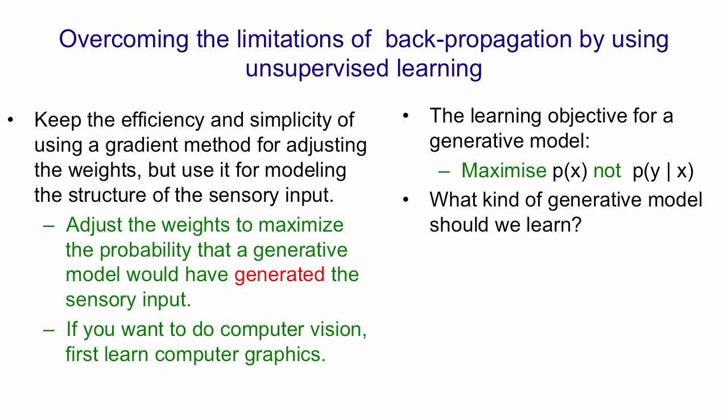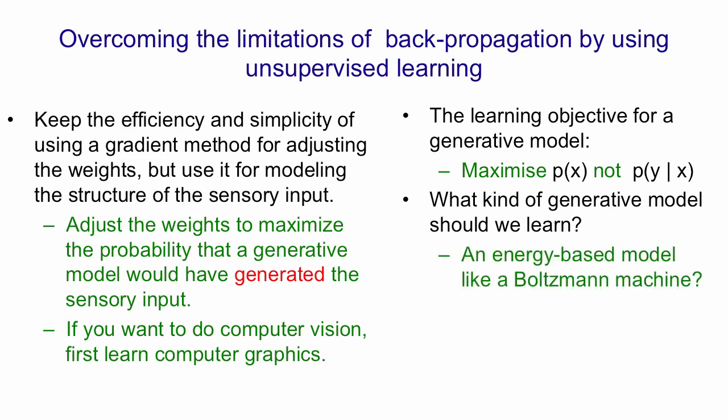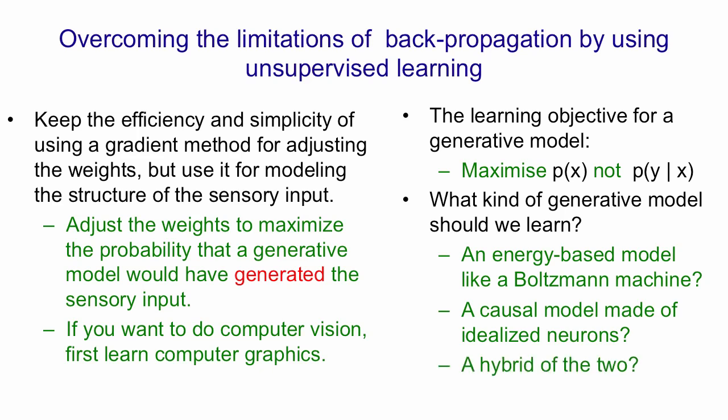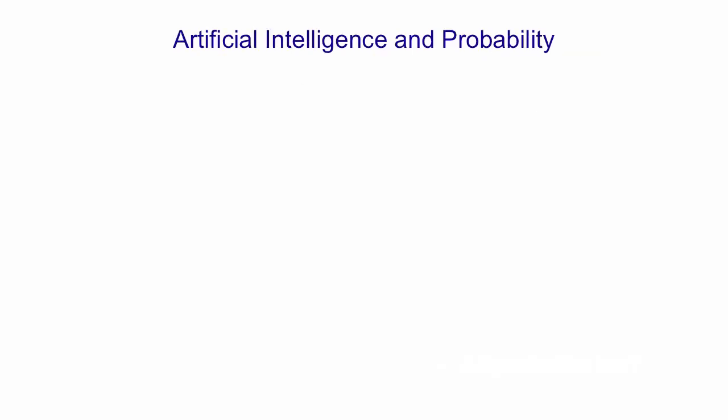Then the question arises, what kind of generative model should we learn? We might learn an energy-based model like a Boltzmann machine, or we might learn a causal model made of idealized neurons, and that's what we'll look at first. Or finally, we might learn some kind of hybrid of the two, and that's where we'll end up. So before I go into causal belief nets made of neurons, I want to give a little bit of background about artificial intelligence and probability.